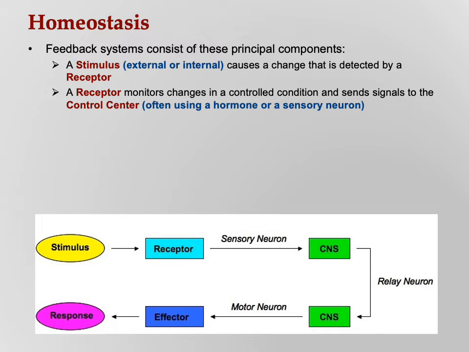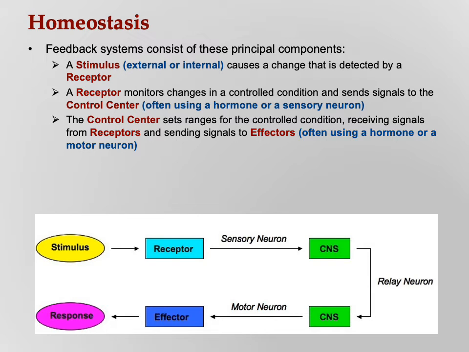But if it's too hot or too cold, the control center has to take action to try to fix the problem. So the control center uses effectors. And once again, the control center will communicate with the effector using a hormone or a motor neuron. So for example, if it's too cold outside and you start shivering, the effectors would be your muscles. If it's too hot and you start sweating, the effectors would be your sweat glands, right? So see, effectors are what actually bring about the change.